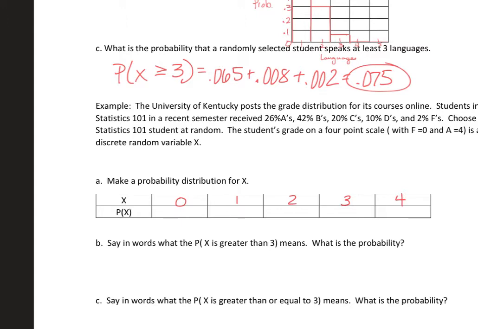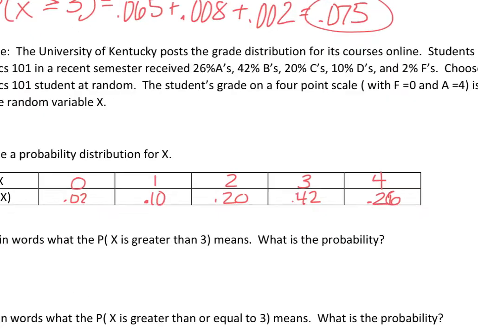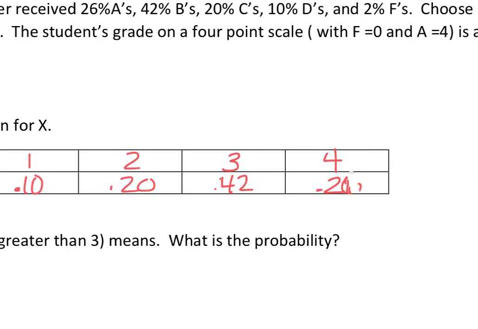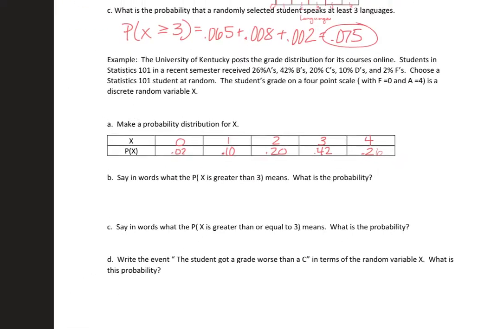All right, let's label these. It looks like 2%, 10%, 20%, 42%, and 26%. So B is clearly the most earned grade here. Let me fix that 26 there. There we go.